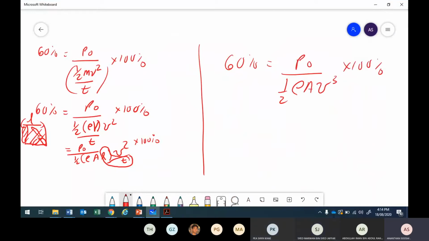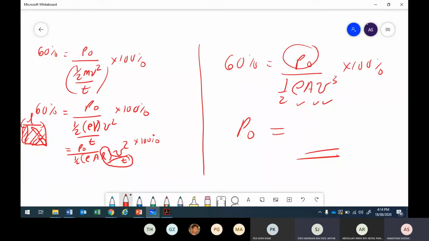Become like this. So from here you can find P naught. You know the density, you know the area, you know the speed, so you can find the power output. Very hidden information.